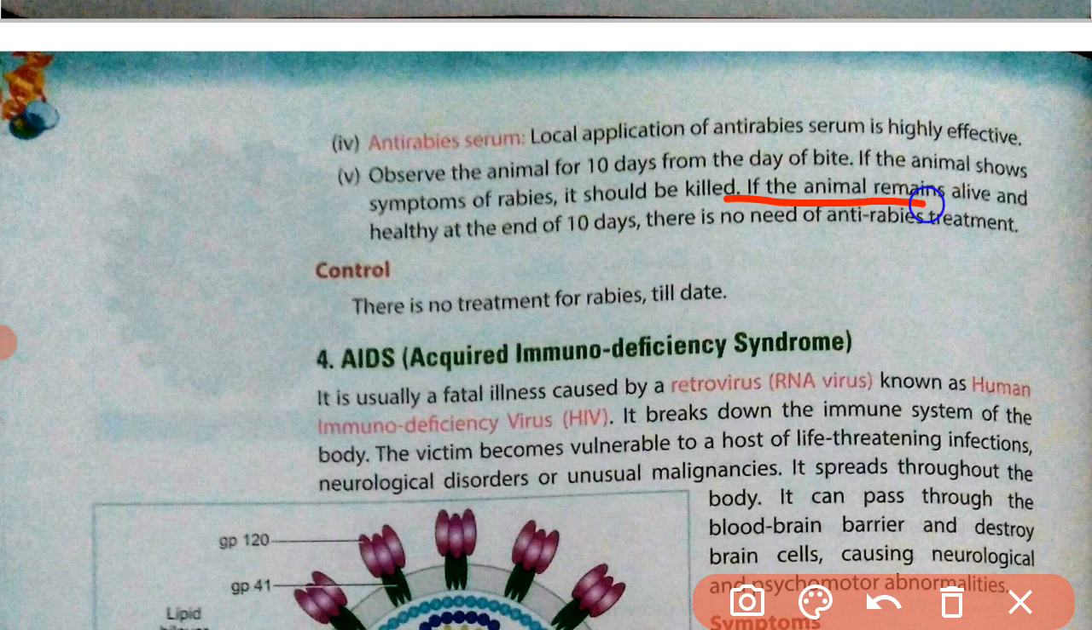Now if the animal remains alive and healthy at the end of 10 days, there is no need of anti-rabies treatment. If the animal is healthy after the end of 10 days, there is no need of any treatment or to kill that animal. But in case the symptoms arise, we should take the treatment and we should kill that animal too, so that animal cannot spread the disease to more persons.